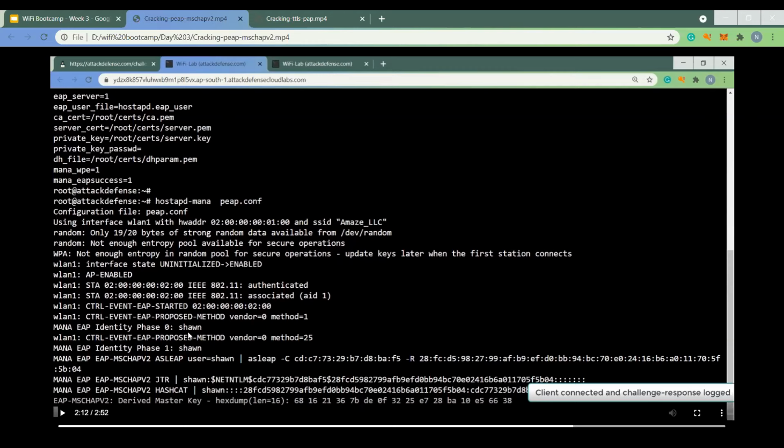After that, the TLS tunnel is formed, and inside the TLS tunnel, you can then again see the identity. Again, it is Sean, and then you can see the MS-CHAPv2 challenge and response.